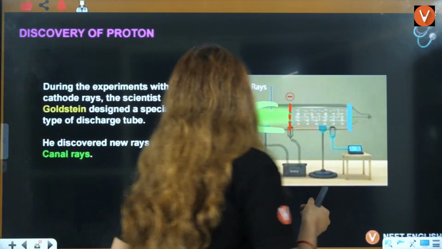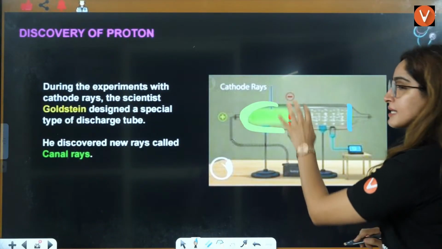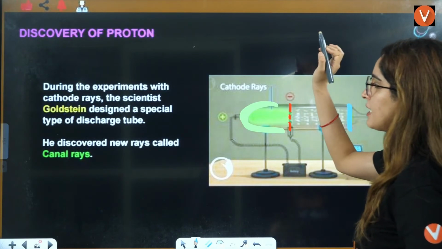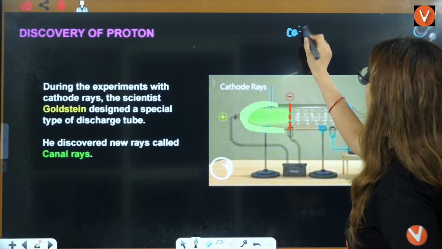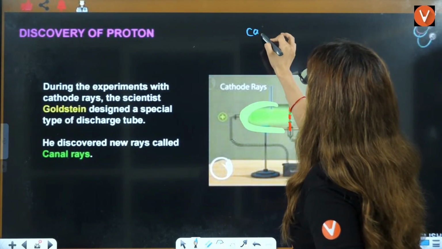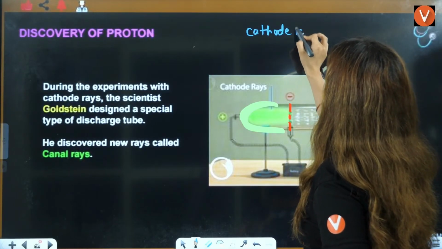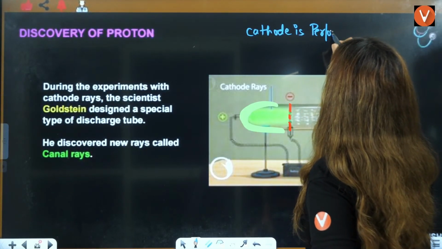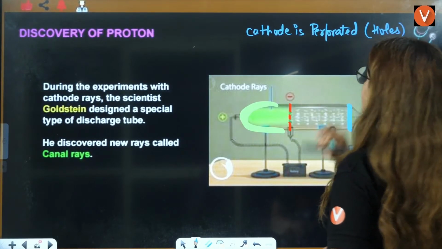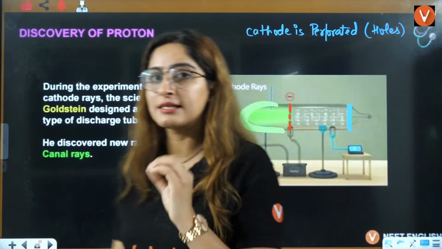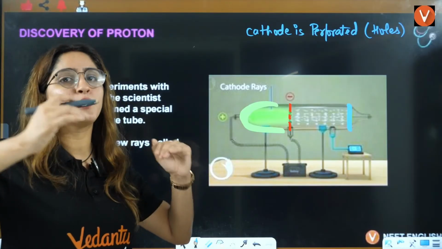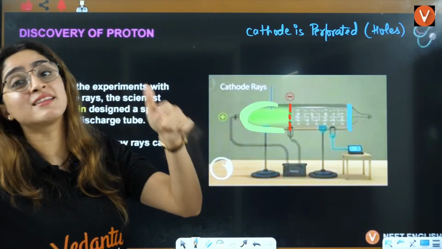Sorry. If you can see this here, this particular cathode is now perforated, so I should write cathode is perforated. It will be the opposite of what we did there. What is perforated? That means it now has holes. Now see this thing. First, I'll tell you what is the experimental setup, then what is the observation, then why this is the observation.